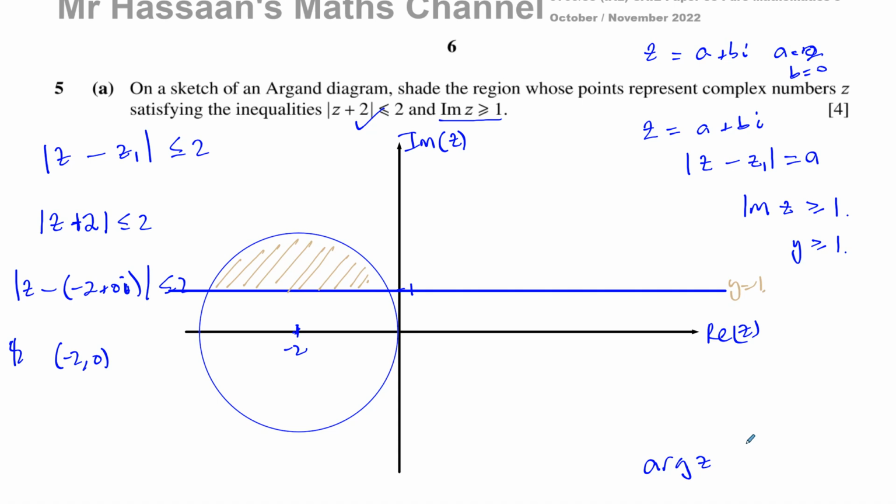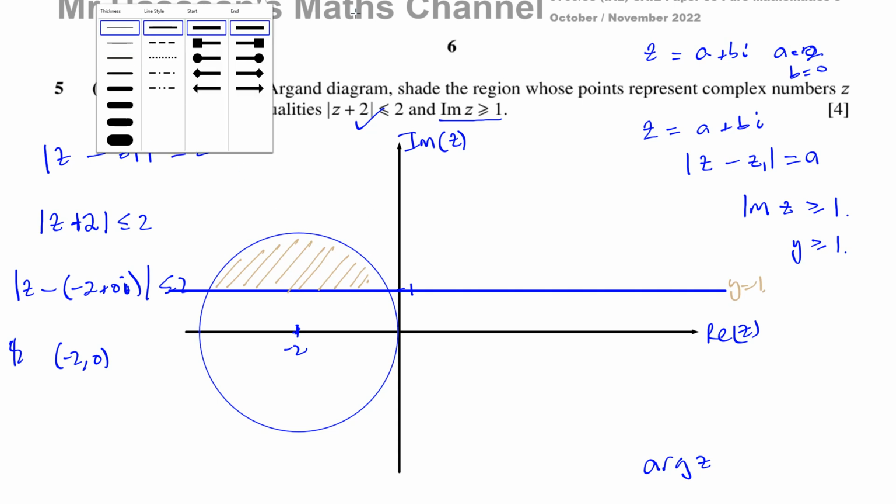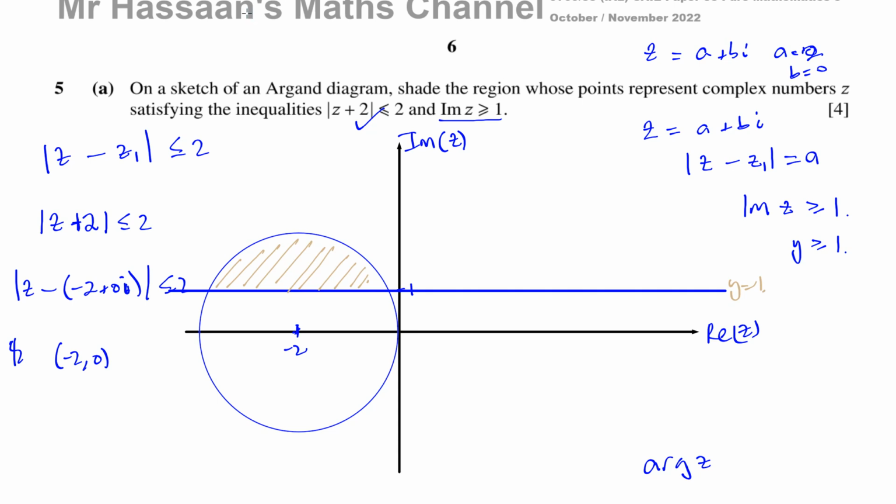Now the argument of z is basically the angle made with the positive real axis. Our value of z can be anywhere inside this shaded region, at any point. But if we look at the biggest possible angle made, it's going to be the angle made with the last point there in that shaded region. Let me just do this. This angle with the positive x-axis will be the largest angle made. That will be the argument of z.